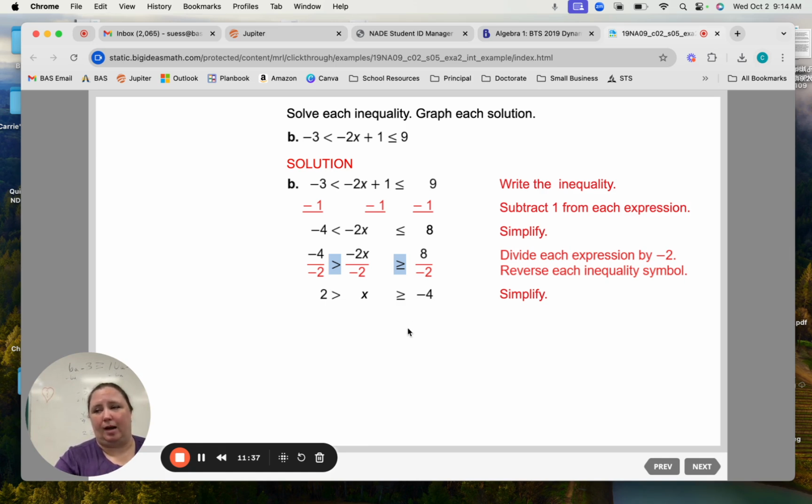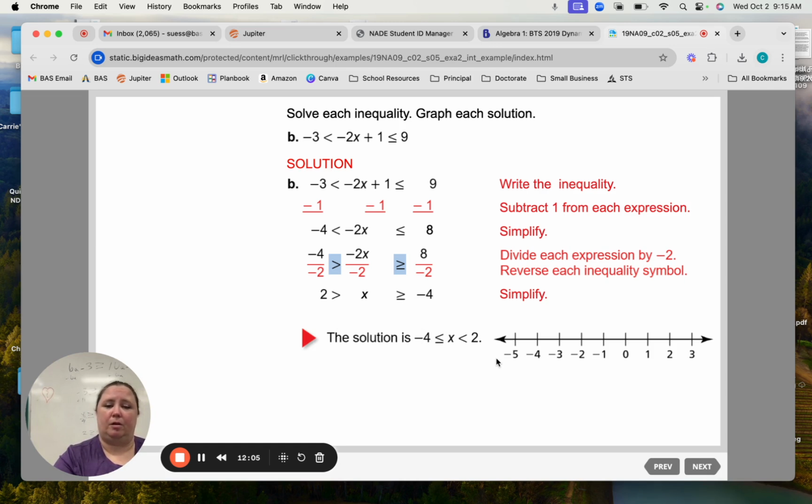Now, proper writing would want to flip this whole thing, because reading from left to right, you want your most negative number on the left and your most positive number on the right. Okay. It is not wrong to leave it like this. You can totally leave it like this. But if you want to flip it, just make sure the signs flip with you. Okay? See how they did it? So then they have the -4 less than or equal to x, which is less than 2. Now graph it. So we have an open or closed circle at -4. Closed circle. Open or closed at 2? Open. And then it's everything in between.